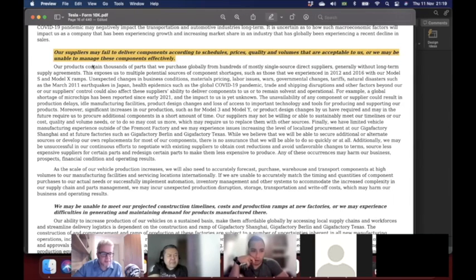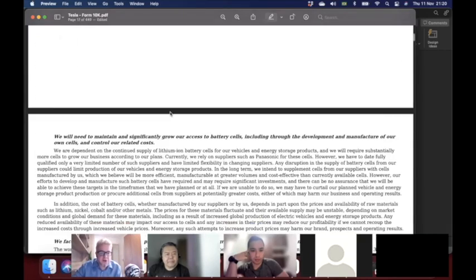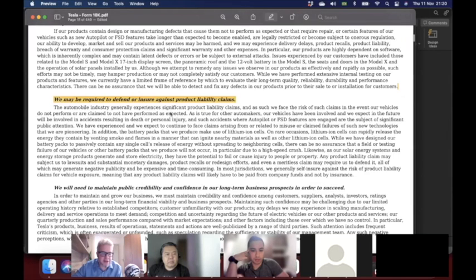Another risk here. Our suppliers may fail to deliver components according to schedule, prices, quality, and volumes that are acceptable to us, or we may be unable to manage these components effectively. We also have a supply chain, a logistics crisis throughout the world. They depend on suppliers from many different regions. It's a car, it's quite complex, right? A lot of components from many different companies. So this is an example of a risk as well. So you can see that it's very complete, right?